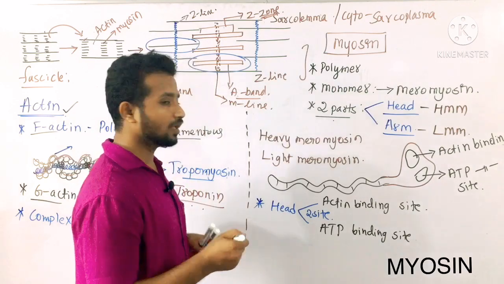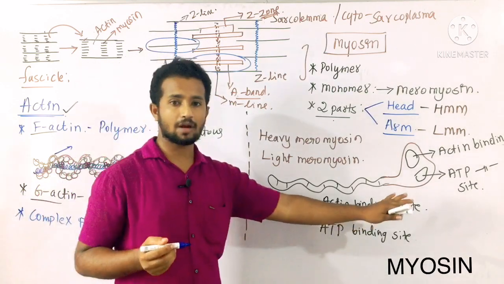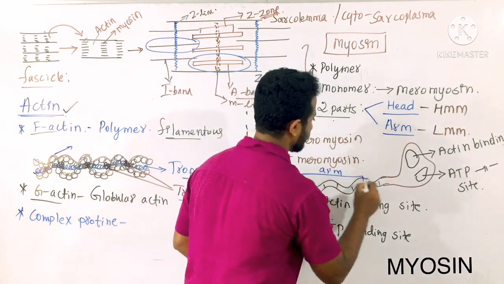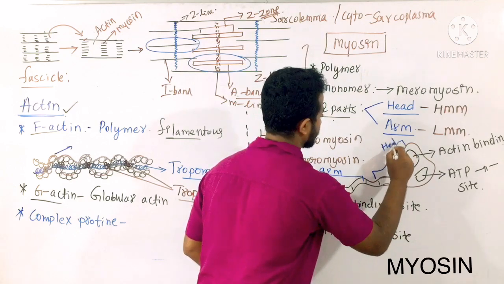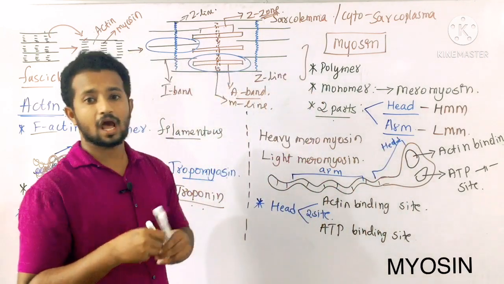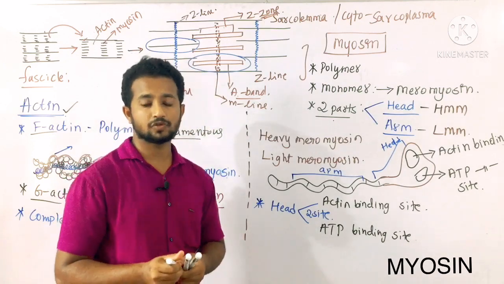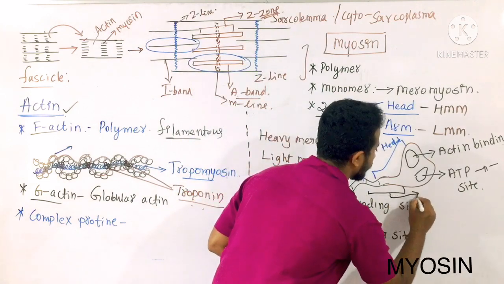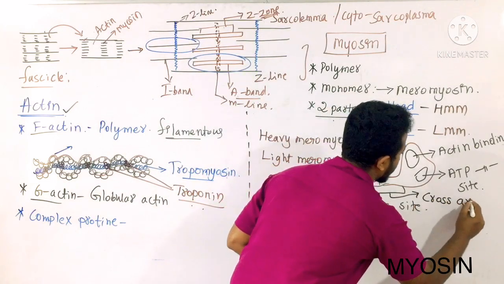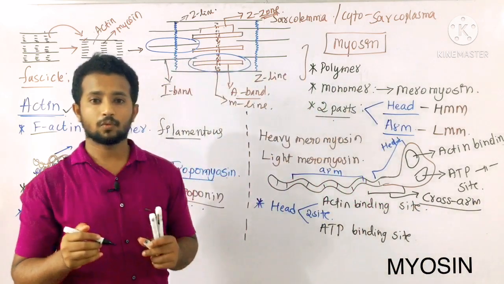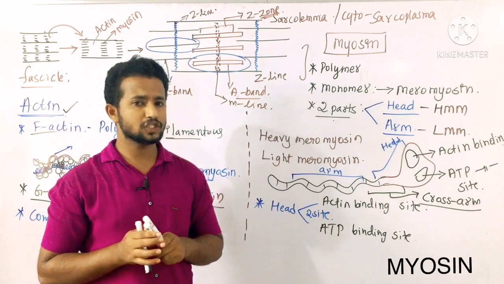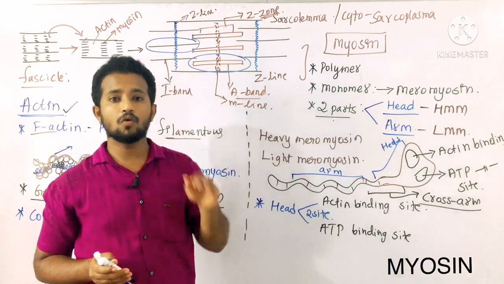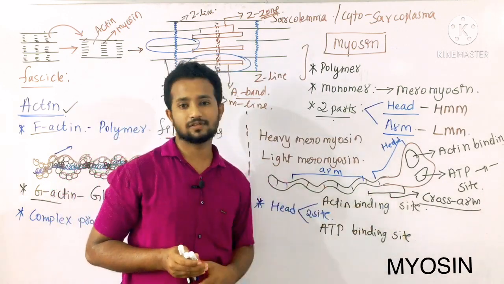And this myosin head and the short arm, this much of the portion is the arm and this much of the portion is the head, right? Head and arm. This head and arm take a projection outwards at regular distance, and that projection area is called the cross arm. What is cross arm? Cross arms are the head and short arm of the myosin. They come outward at a regular distance, and that is called the cross arm.